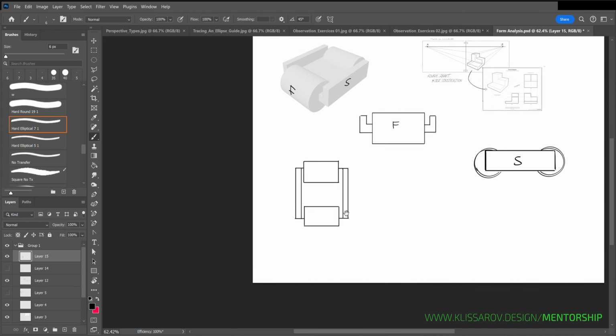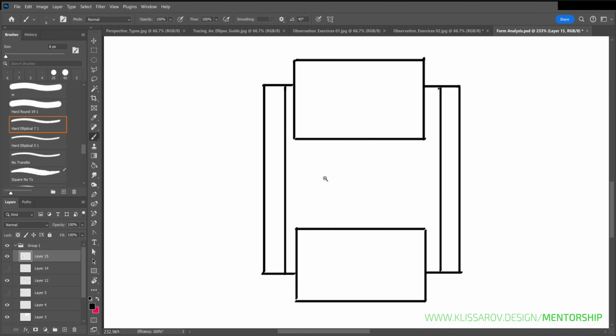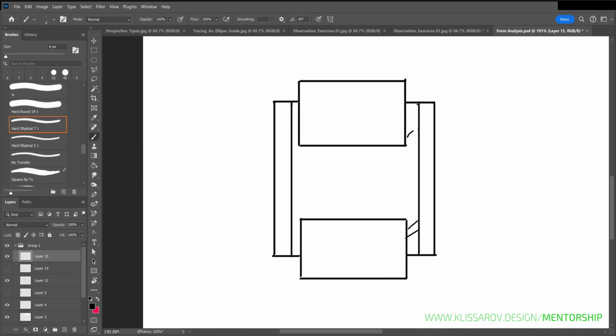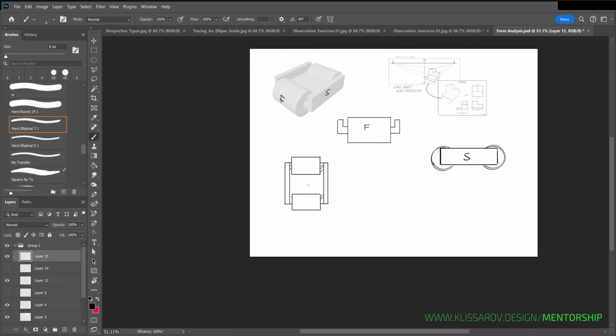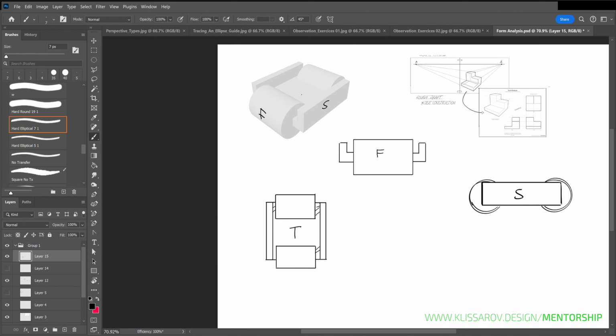Okay, more or less. Of course, we can see here that this distance is a little bigger than this distance, so that's not really fine. But that doesn't matter at this stage. I mean, we understand how these shapes look. Okay, more or less from the top, more or less.